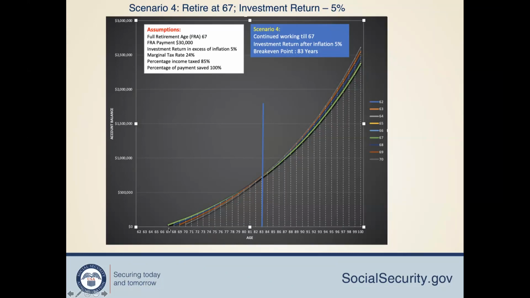So if you are working until 67, and definitely if you start claiming at 70, that wins in the long term, as long as you live past 83, right? So I think this is a good scenario. I think most of you might appreciate this.